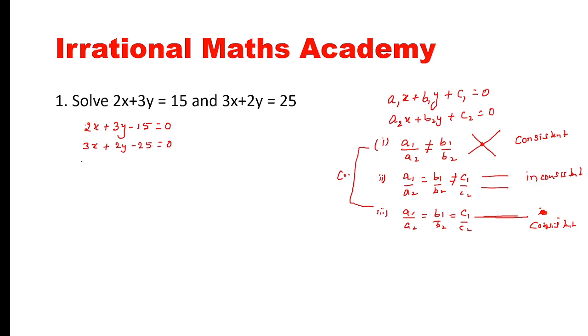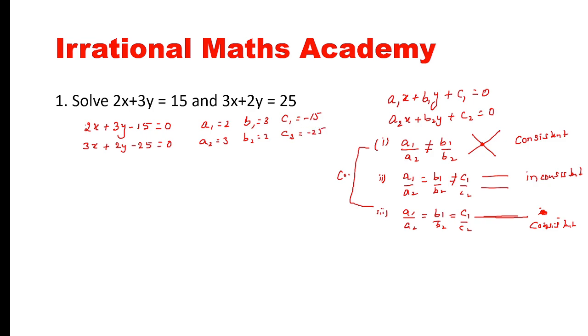After writing them, first find out the coefficients of x, y and the constant. So a1 value is 2, b1 value is 3, and c1 value is minus 15. a2 value is 3, b2 value is 2, and c2 value is minus 25.